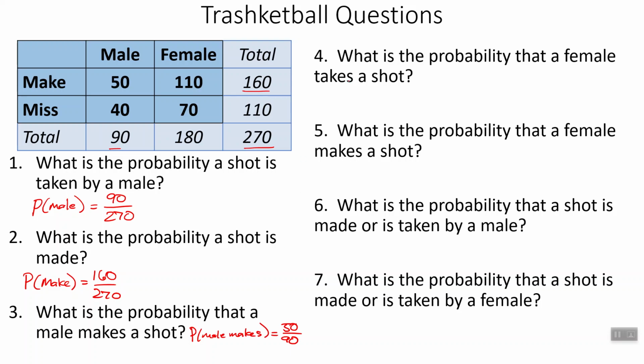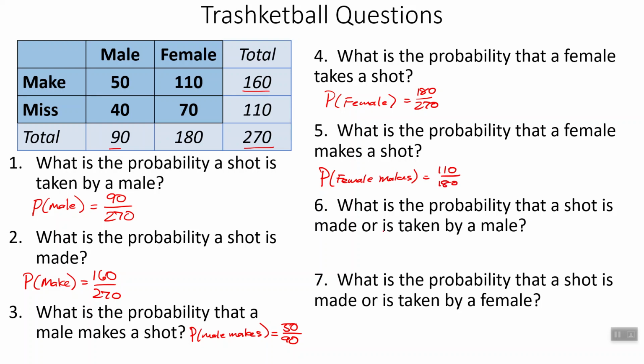All right. What is the probability that a female takes a shot? Just takes a shot. So the female shots would be 180 out of 270. What is the probability that a female makes a shot? Well, that's kind of like the male makes a shot back here. So we've got a female making a shot. So out of the females, there were 180 shots, and they made 110 of them. So the probability female and make would be 110 out of 180.